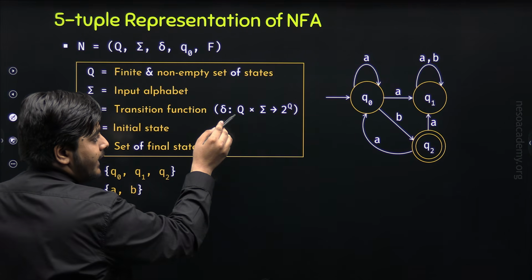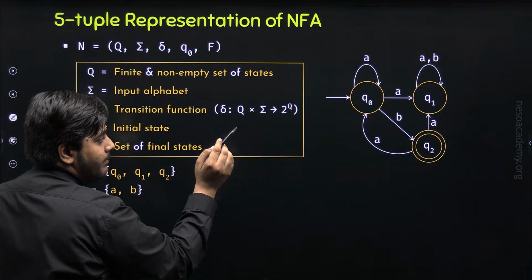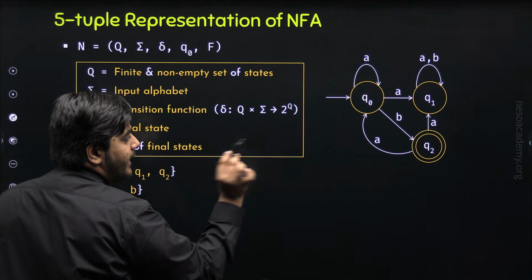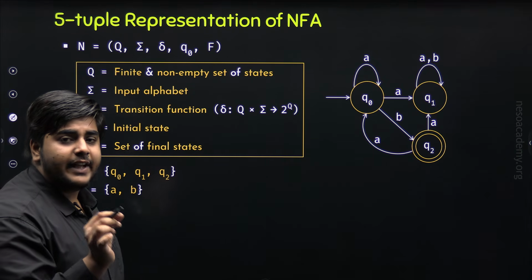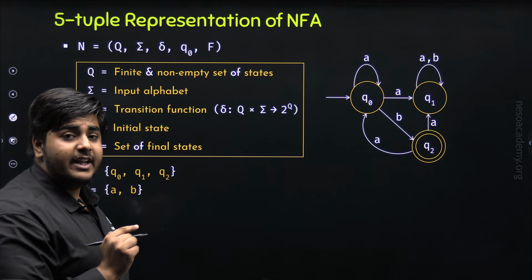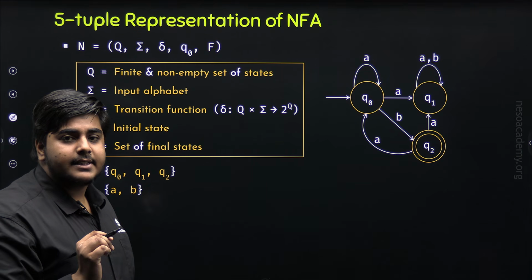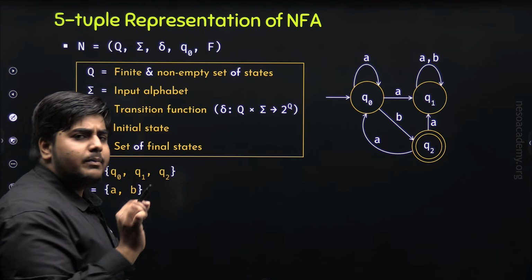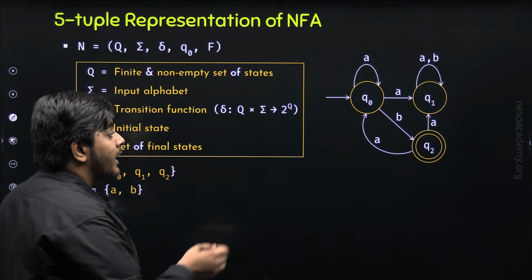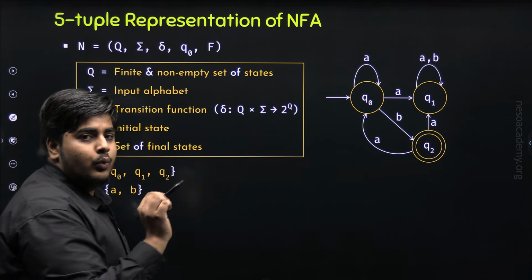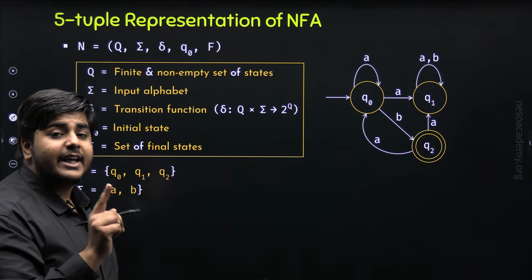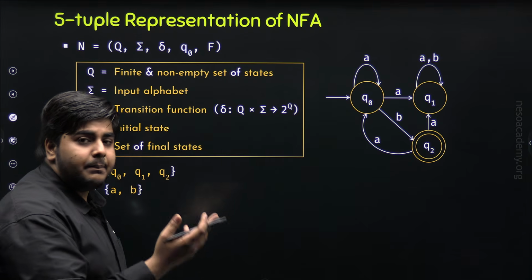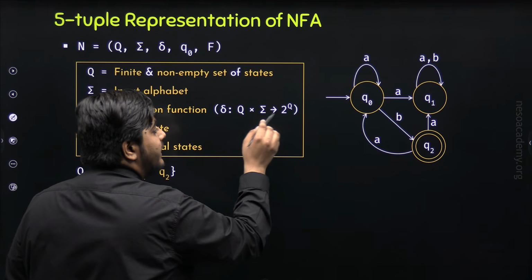This is the way of representation of a transition rule. This Q is the current state, this sigma is the input symbol, and 2 to the power Q represents the set of next states. Why the set of next states? Because in case of NFA, we can have multiple next states. If you remember, in case of DFA, here we were only having Q, because in DFA there is only one next state possible.